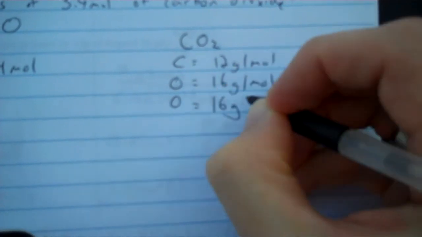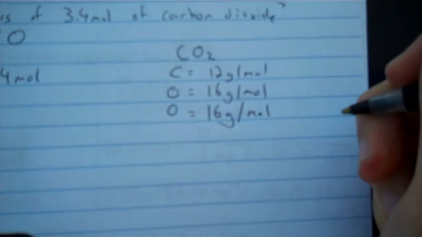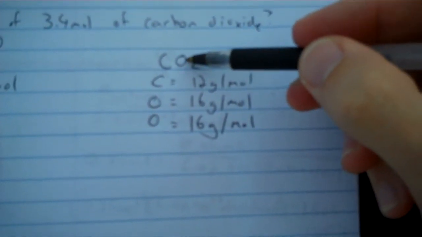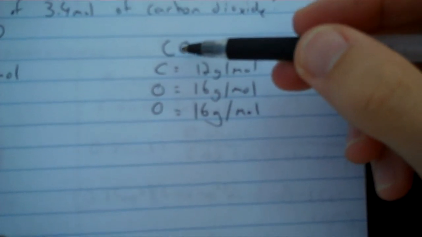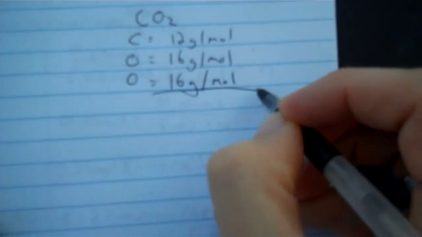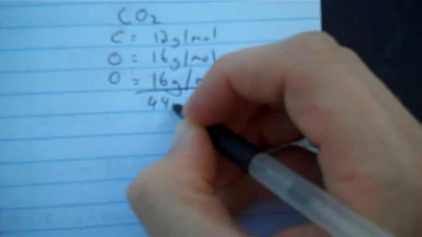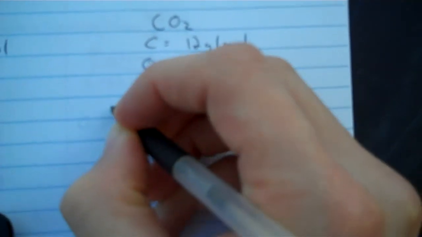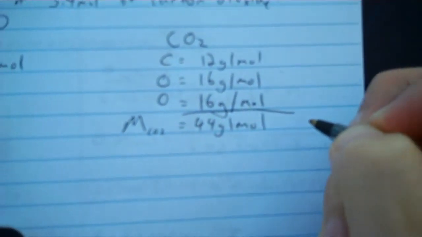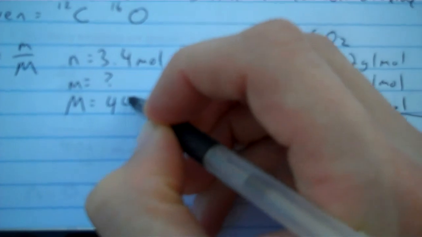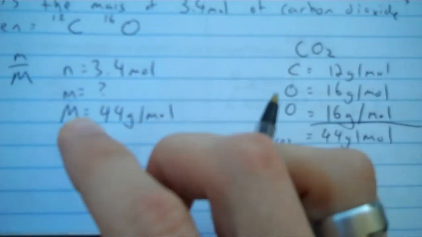And again, I'm just adding these up because the molar mass of a molecule, CO2, is just the sum of the molar mass of all of its individual atoms. So here I have 1 carbon and 2 oxygens in every CO2 molecule. So I'll add these up. It's 32 plus 12 is 44 grams per mole. And this is the molar mass of CO2. So that's my big M over here, 44 grams per mole.